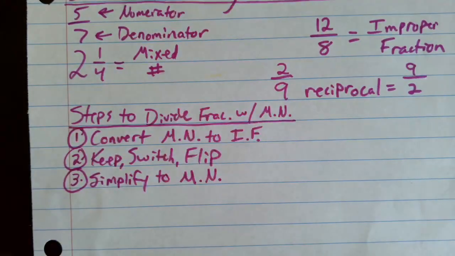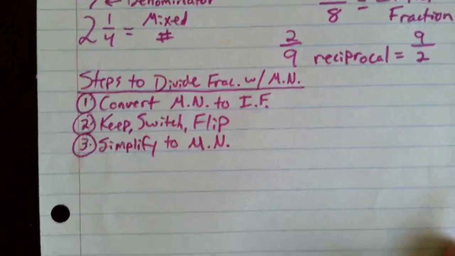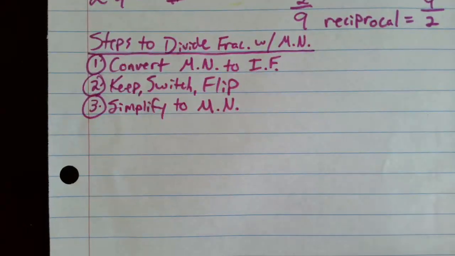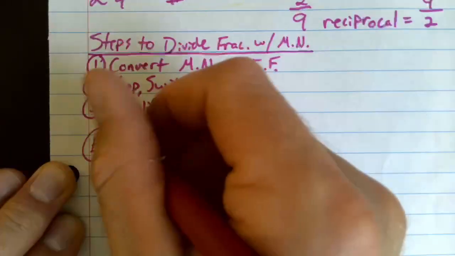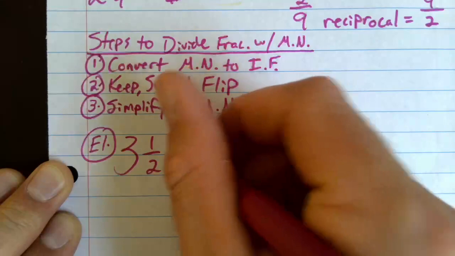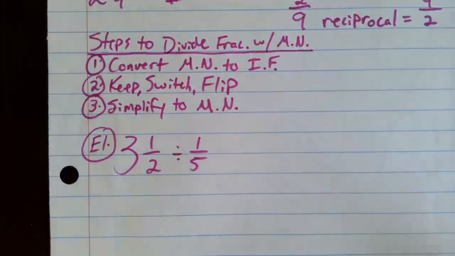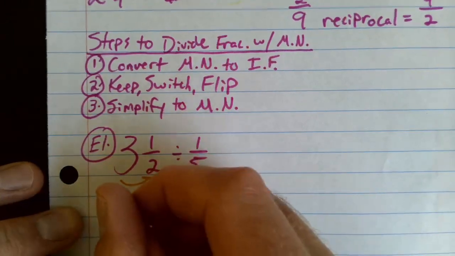That's it. Step 1, convert mixed number to improper fraction. Step 2, keep, switch, and flip. And step 3, simplify your answer to a mixed number. So let's see what this looks like. I'm going to write E1. E1 is 3 1/2 divided by 1/5. All right, so step 1, convert that mixed number to an improper fraction.